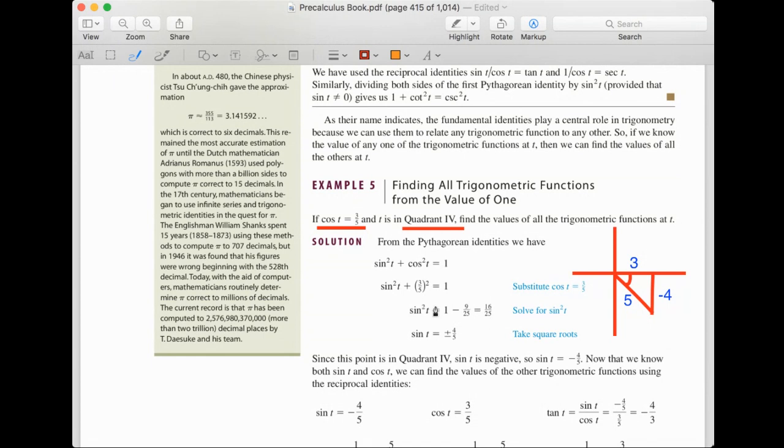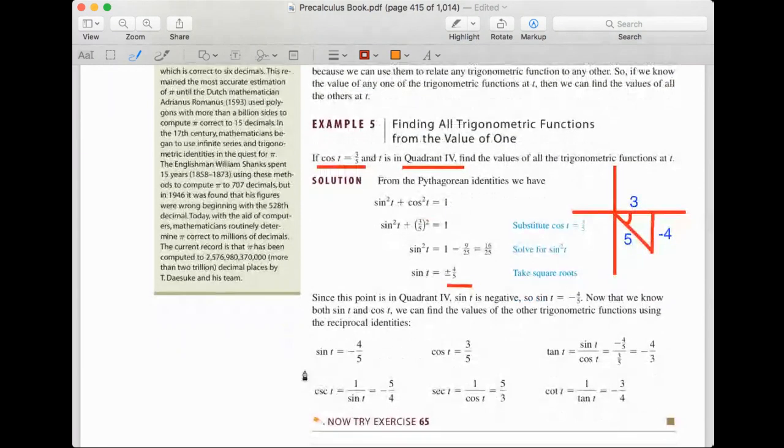Then we take the square root of sine squared. When we square root, we get positive and negative, two values. The square root of 16 is 4 and the square root of 25 is 5. So sine t equals plus or minus 4 over 5. But the triangle is in the fourth quadrant, where sine is negative. It cannot be positive, so we ignore the positive one. Sine of t equals negative 4 over 5.